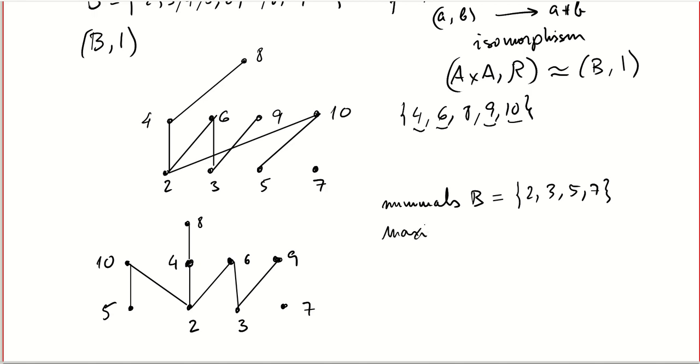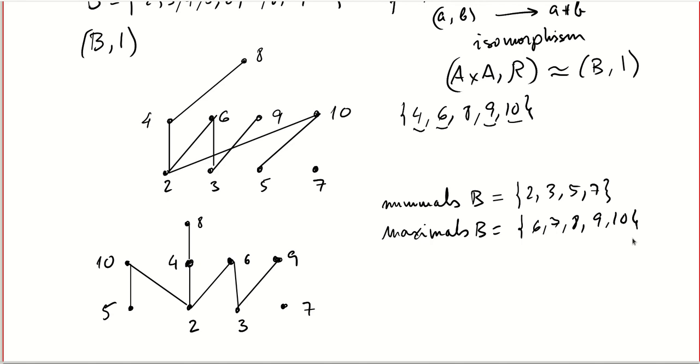What are the maximals? Maximals are all those numbers that have none above them, and this is 10. Well, this is 7, of course. 7 doesn't have any other number above it. So also 8. Well, actually 6 too, right? So 6, 7, 8, 9, and 10. None of these elements has anyone above them, right? So this is the list of all the minimals, the maximals.